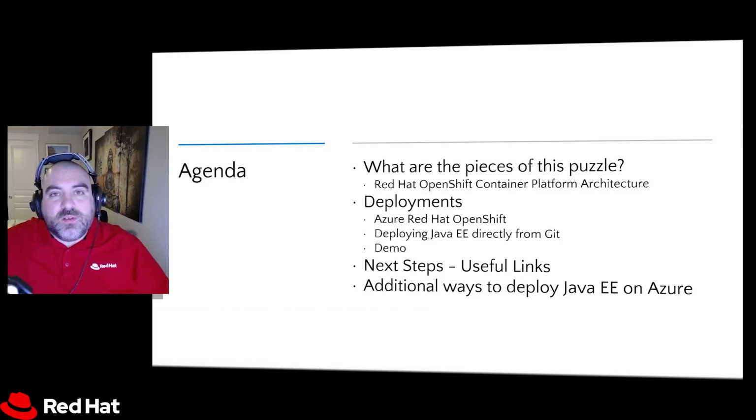I'll show what's involved with setting up an Arrow cluster, and then we'll go through all the steps required to deploy an application from source code. This time it's GitHub specifically, and that'll be part of a demo. And then I've got some next steps, useful links to follow after that if you want to do more follow-up or information. And then I've got a slide showing a few more ways to deploy Java apps on Azure that's fully supported by Red Hat and Microsoft.